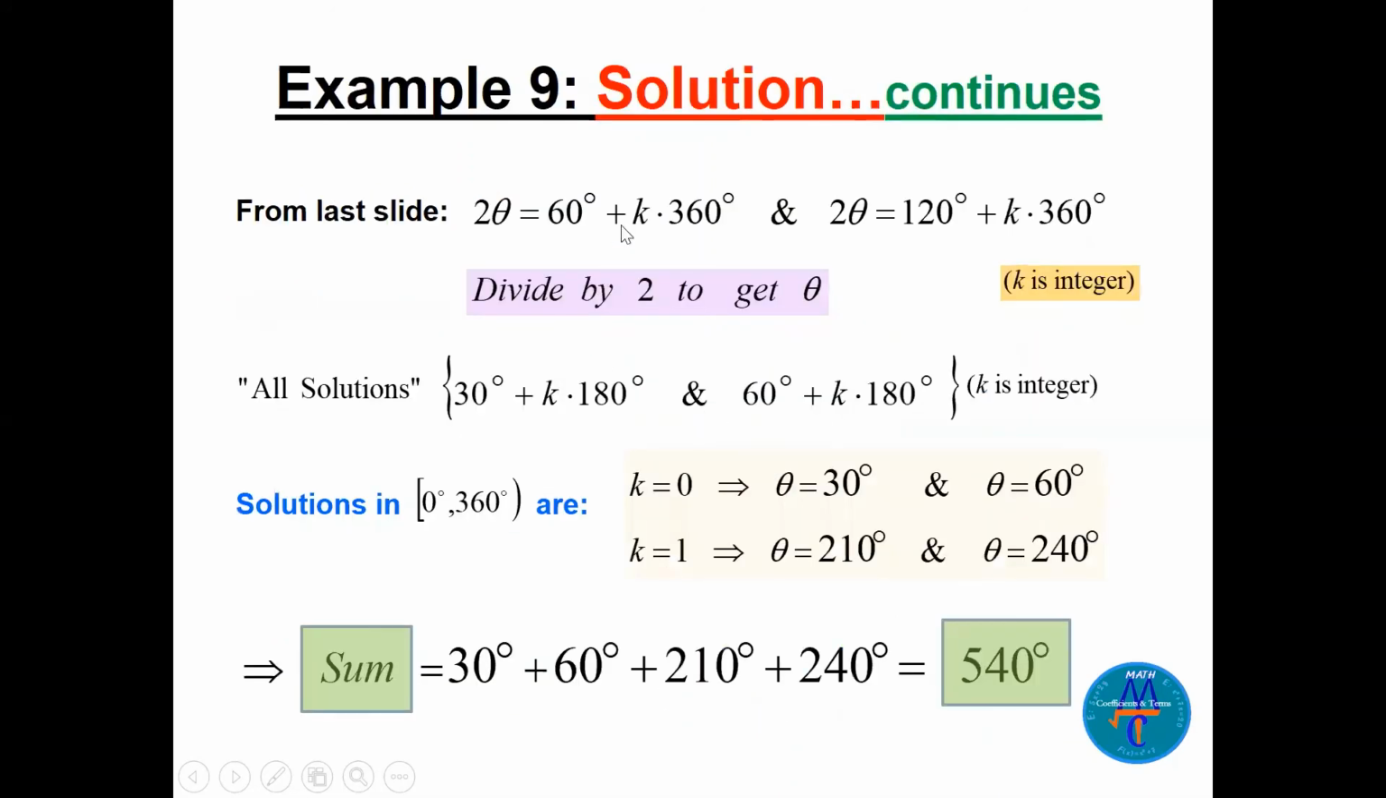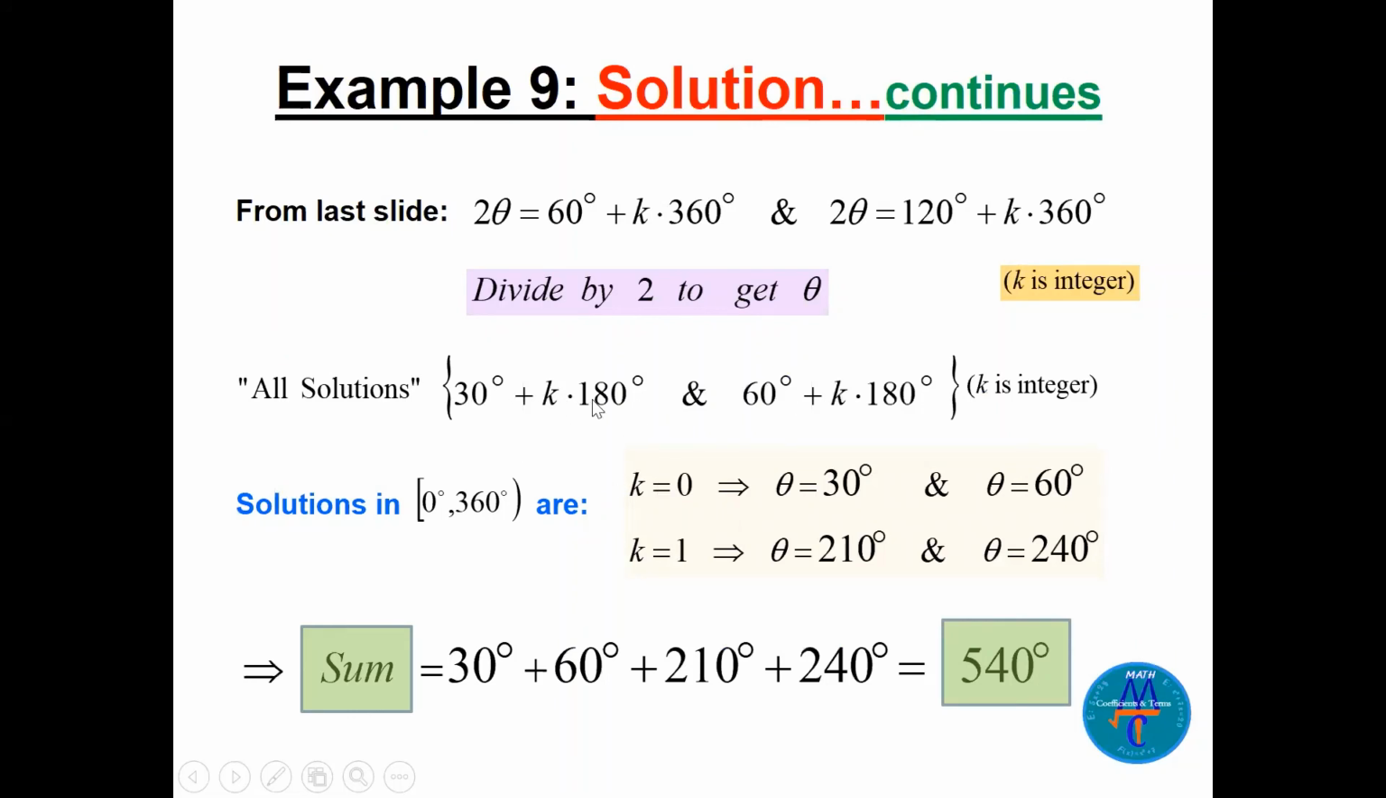So we get the equation here for 2 theta. Divide by 2. So we get theta will be 30 degrees plus k times 180 and 60 degrees plus k times 180, where k is integer. Now let's find all the solutions from 0 to 360. As usual, we can replace k by 0 or 1 or 2 until we get all the angles in this given interval. If I put k equal to 0, this is 30 and this is 60.